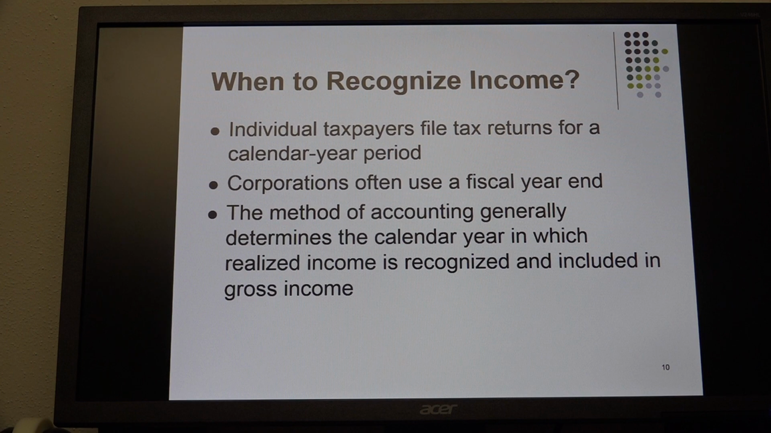So, let's talk about accounting methods. It's real simple. For individuals, they file tax returns for a calendar year period, and the method of accounting for individual taxpayers usually is the cash basis.